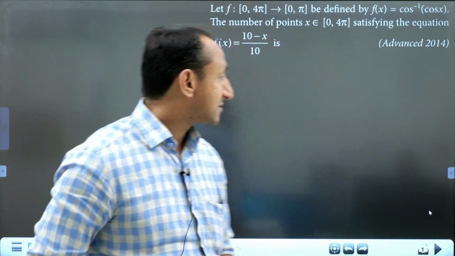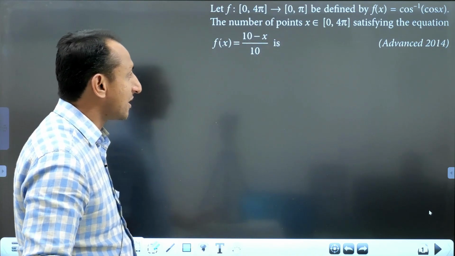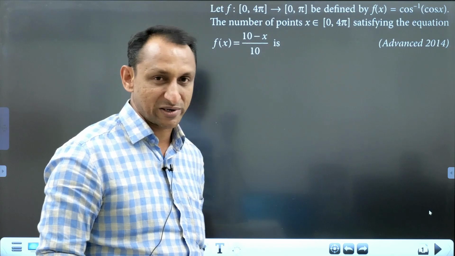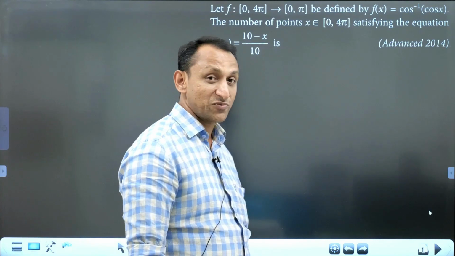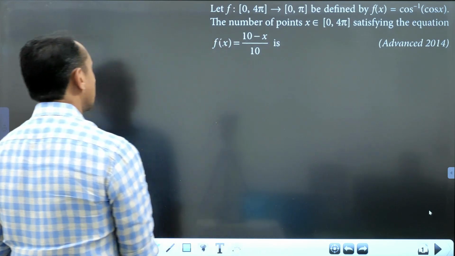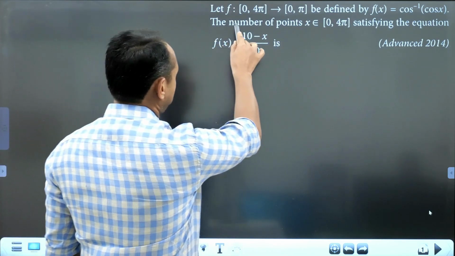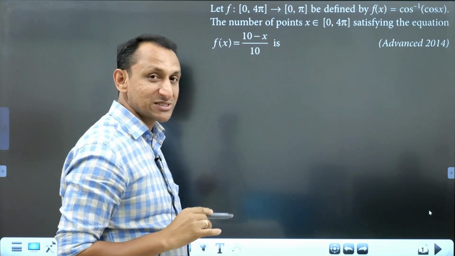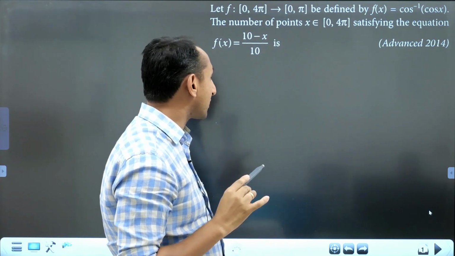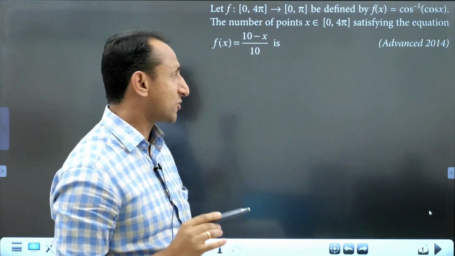Now we discuss one question from ITF, inverse trigonometric functions. This JEE Advanced question 2014. Let f be a function from 0 to 4 pi. Domain is closed interval 0 to 4 pi. Range closed interval 0 to pi.